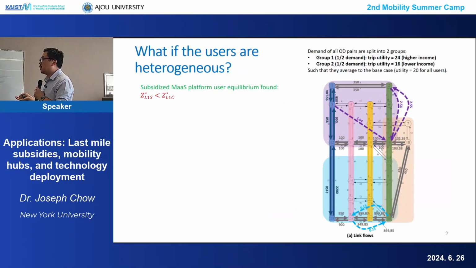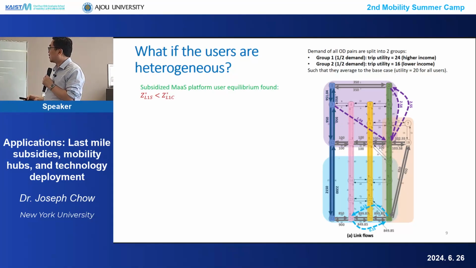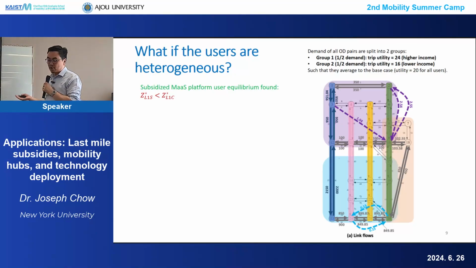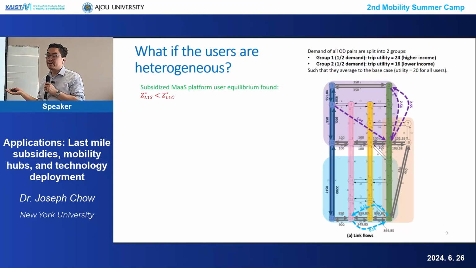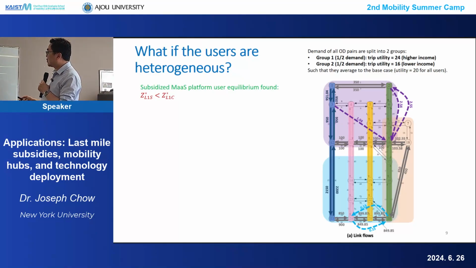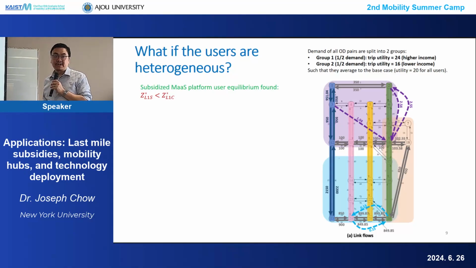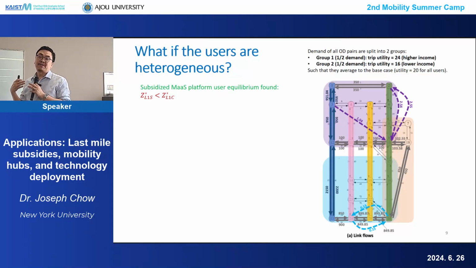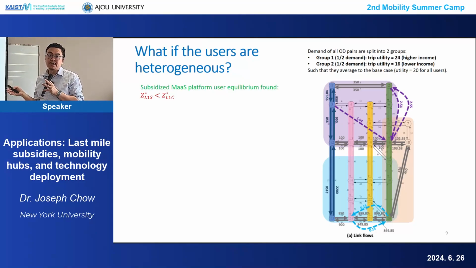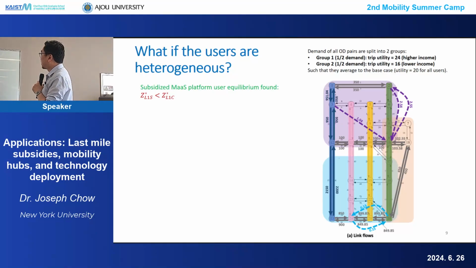In this scenario, we want to examine the case where the users are now heterogeneous in terms of the utility that they receive for completing a trip. So earlier it was $20 of utility for everybody, for every OD pair. Now we split them into 2 groups. Half of the demand would earn $24 of income for completing a trip. The other half would earn only 16. And we wanted to see, having this discrepancy between 2 different groups, what would happen under the assignment matching.